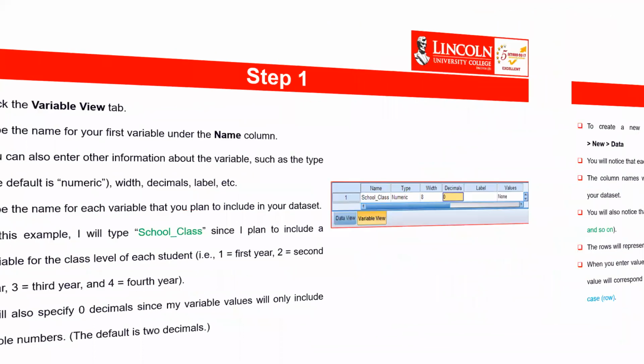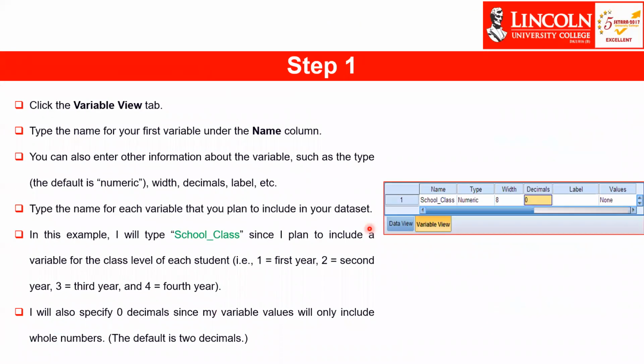Now, how do we do this? This is what we want to create. We want to create a variable called school name, and it will take a numerical value. Then we set the width to 8. We set this to no decimal places, and of course we have nothing for label. We did not put anything as label, and for value we didn't put anything.